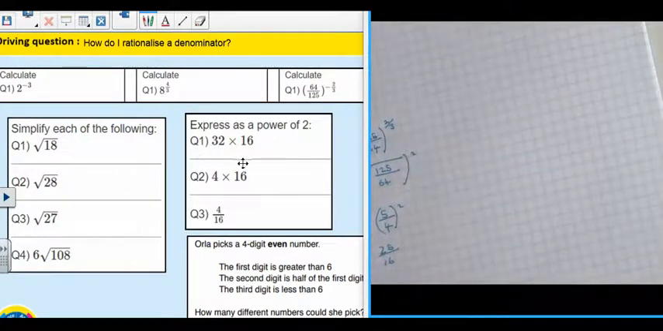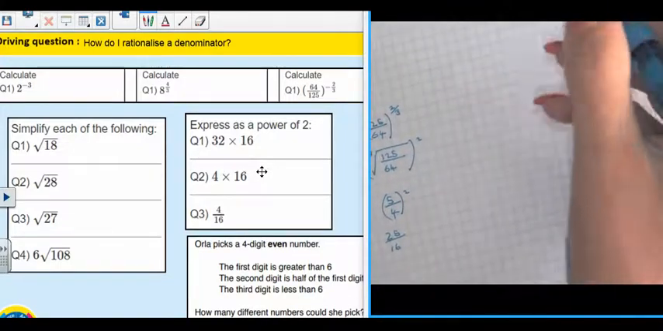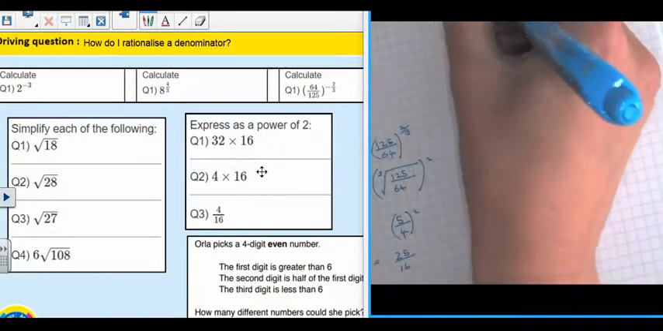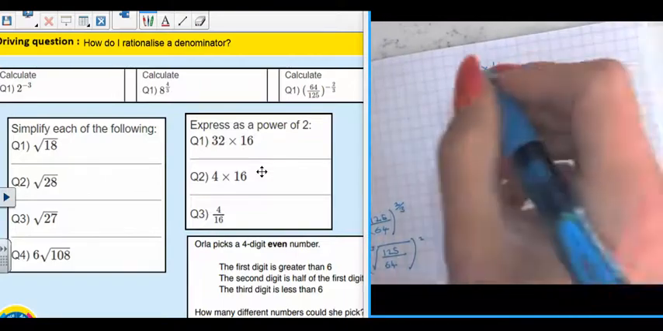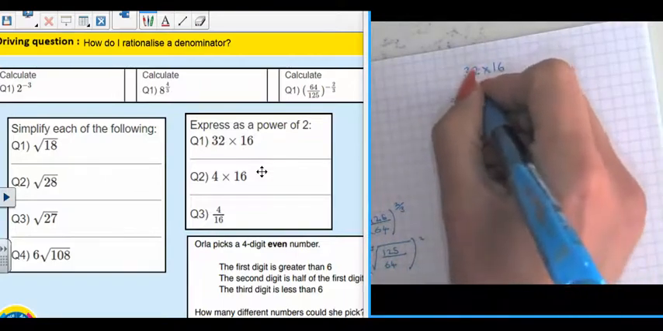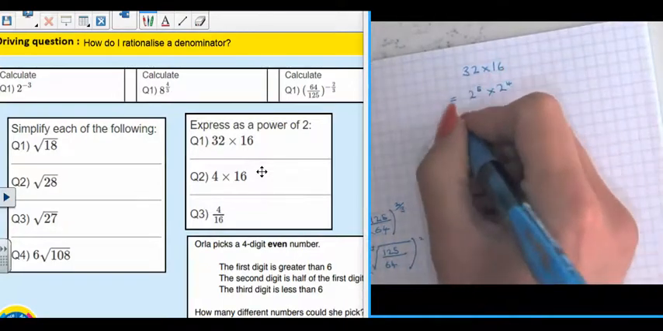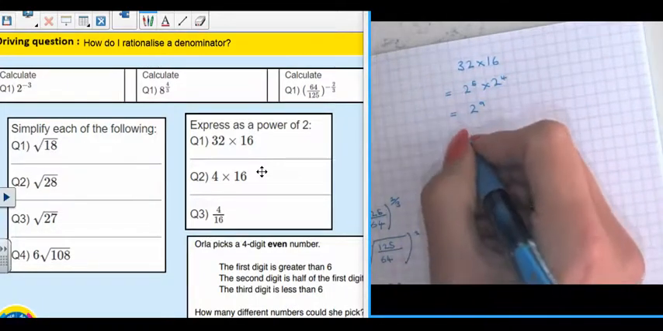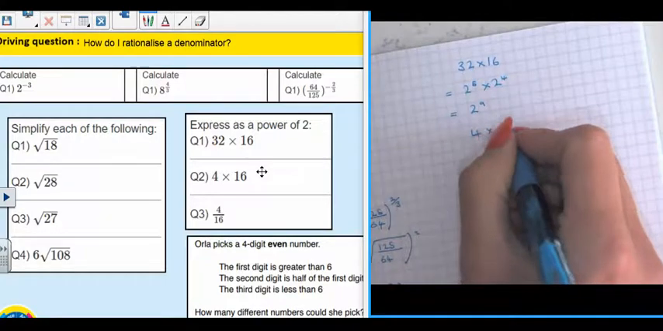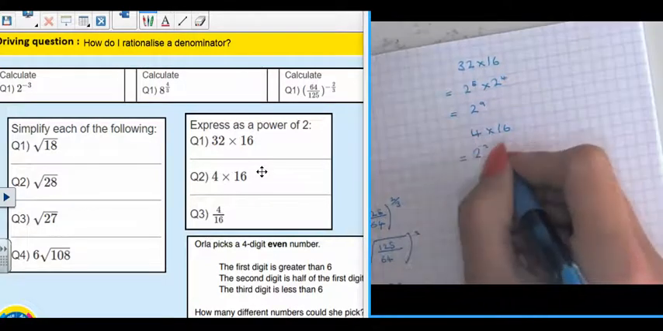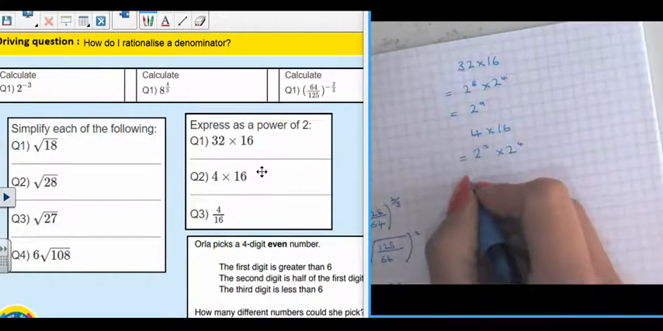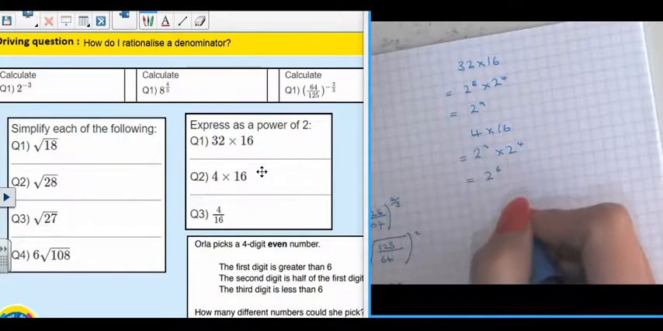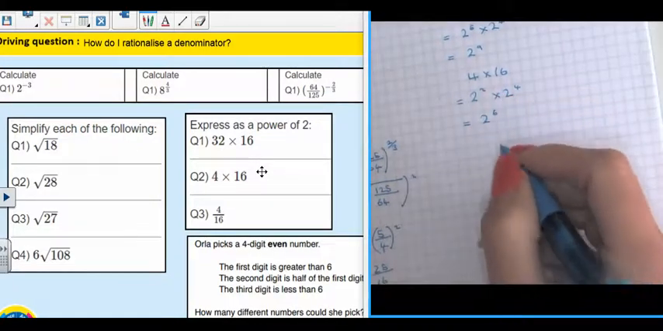Now, these questions over here, expressed as a power of 2. 32 multiplied by 16. And 32 is 2 to the power of 5, 16 is 2 to the power of 4. Add the powers, 2 to the power of 9. 4 multiplied by 16, well that's 2 squared multiplied by 2 to the power of 4, which simplifies to 2 to the power of 6.